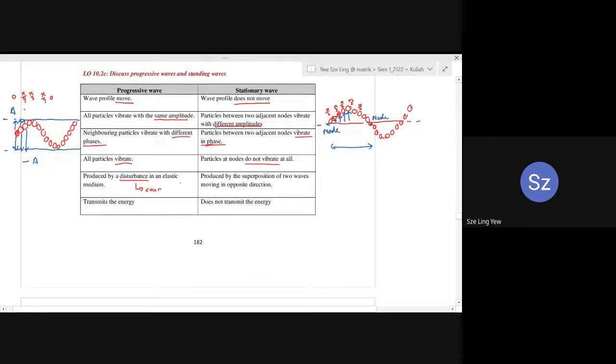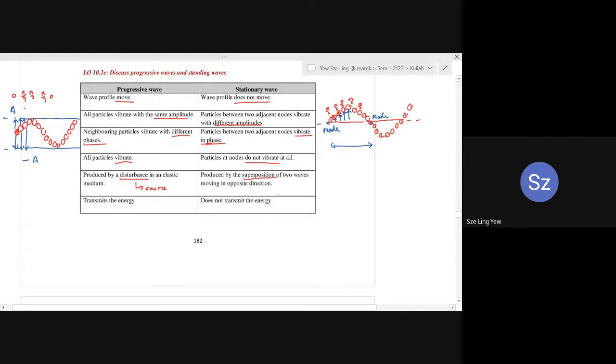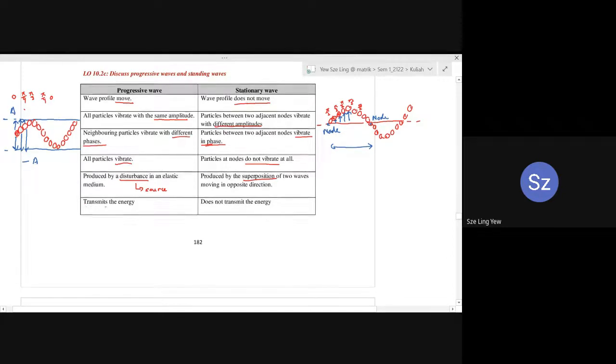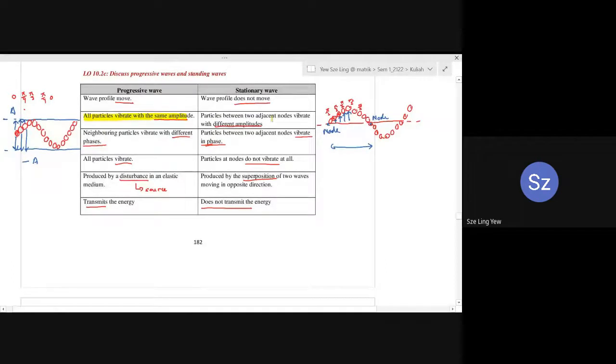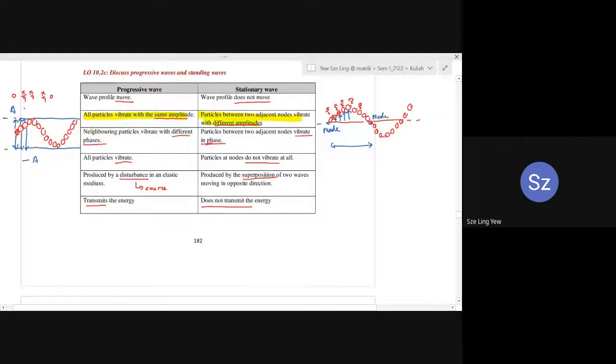When it comes to a stationary wave, it's a superposition of two waves moving in opposite directions with the same frequency, same speed, and so on. A progressive wave transmits energy because the wave profile is moving. A stationary wave cannot transmit energy because it's not moving. The most important things I want to explain are the second and the third statements, because students usually don't understand their meaning.